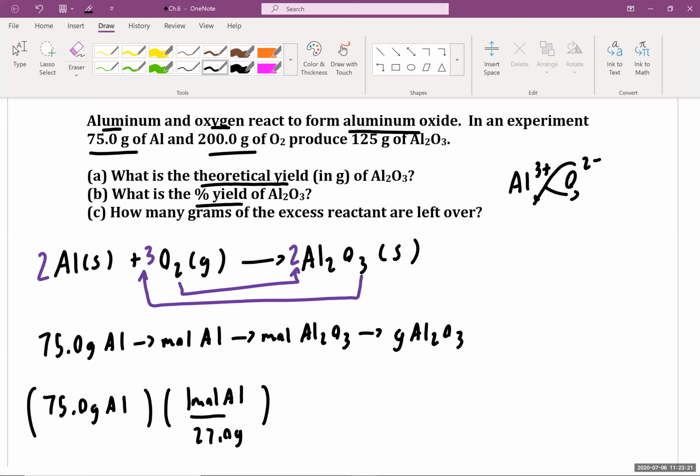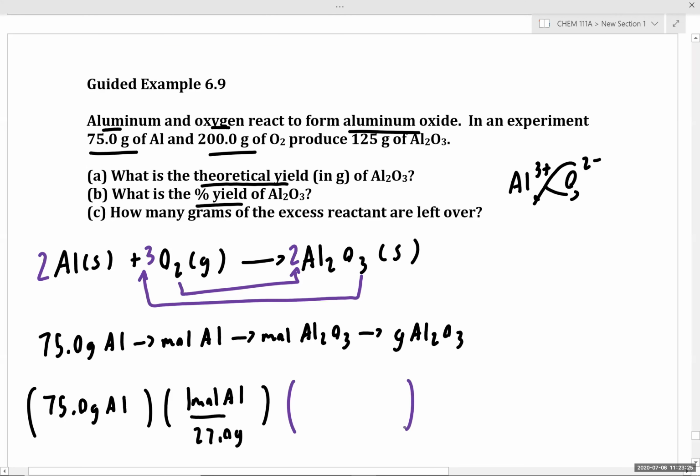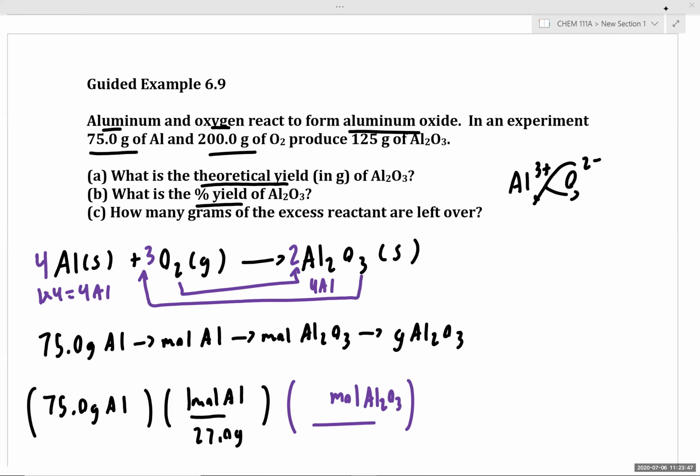And now this is really important. I can't stress this enough. Understanding mole-to-mole ratios will get you through almost the entirety of general chemistry. So how many moles? Yes, there should be 4. Yep, because 2 times 2 is 4 aluminums, 1 times 4 would give us 4 aluminums. Yep, exactly correct. Perfect. Good catch.